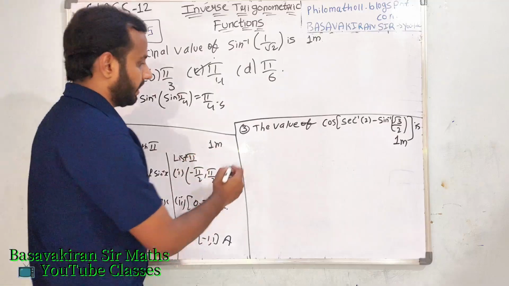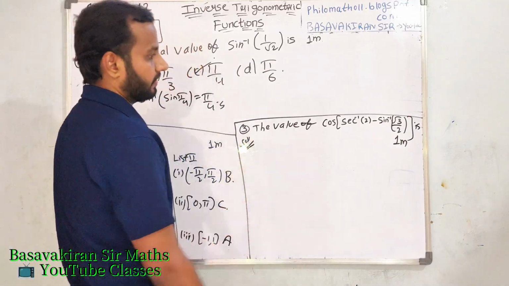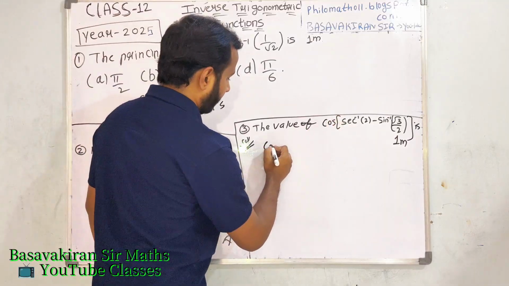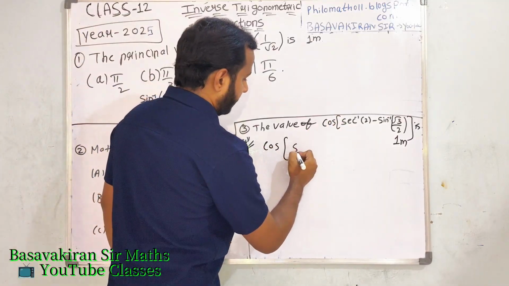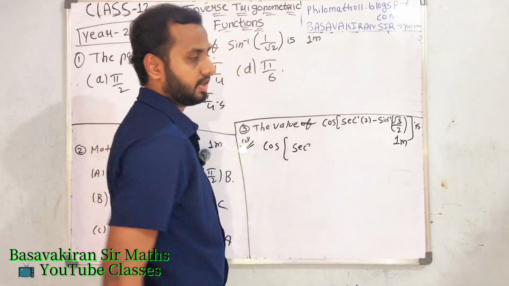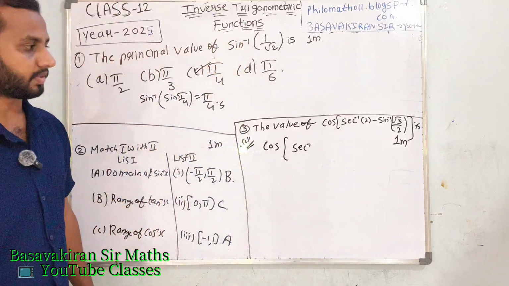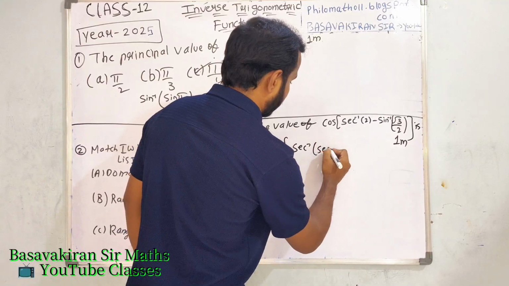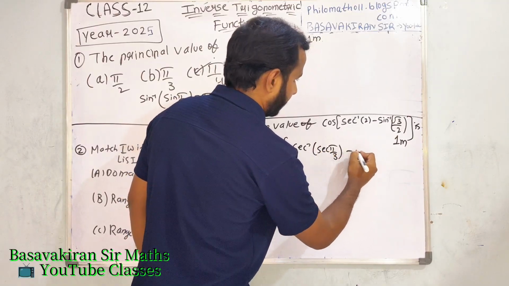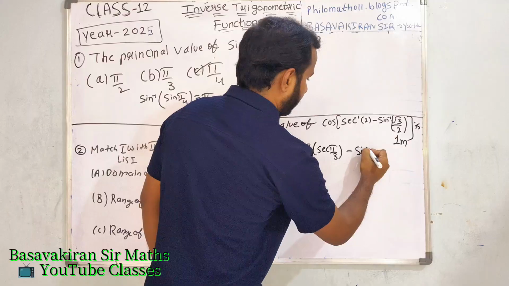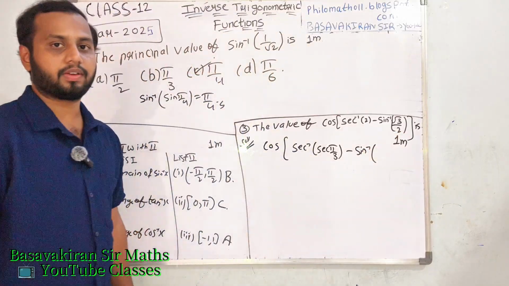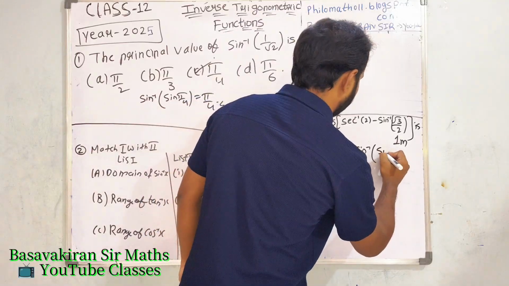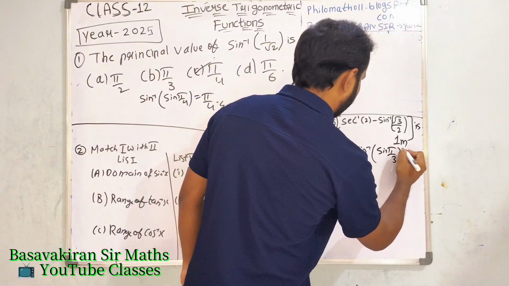Now next question, the value of cos of secant inverse of 2 minus sin inverse of root 3 by 2. Let us solve the bracket first. Cos of secant inverse of 2, when is secant 2? Cos is 1 by 2, that is 60 degree, right? Secant pi by 3. Next, sin inverse of sin, when is it root 3 by 2? That is 60 degree again. Sin of pi by 3, close the bracket.